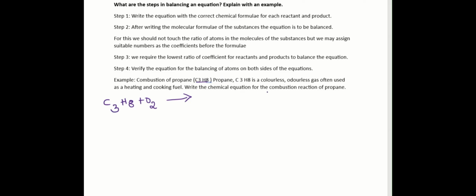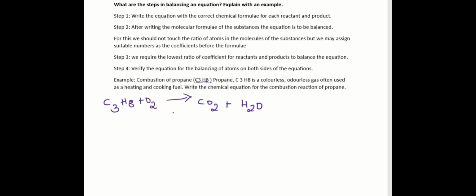Write the chemical equation for the combustion reaction of propane. When propane is burned, what are the products obtained? The products obtained are carbon dioxide and water, right? Now we have to write the steps in balancing an equation and balance the equation. We have already written the steps of balancing an equation, steps 1, 2, 3 and 4, right? After doing that, let us do our balancing of the equation.